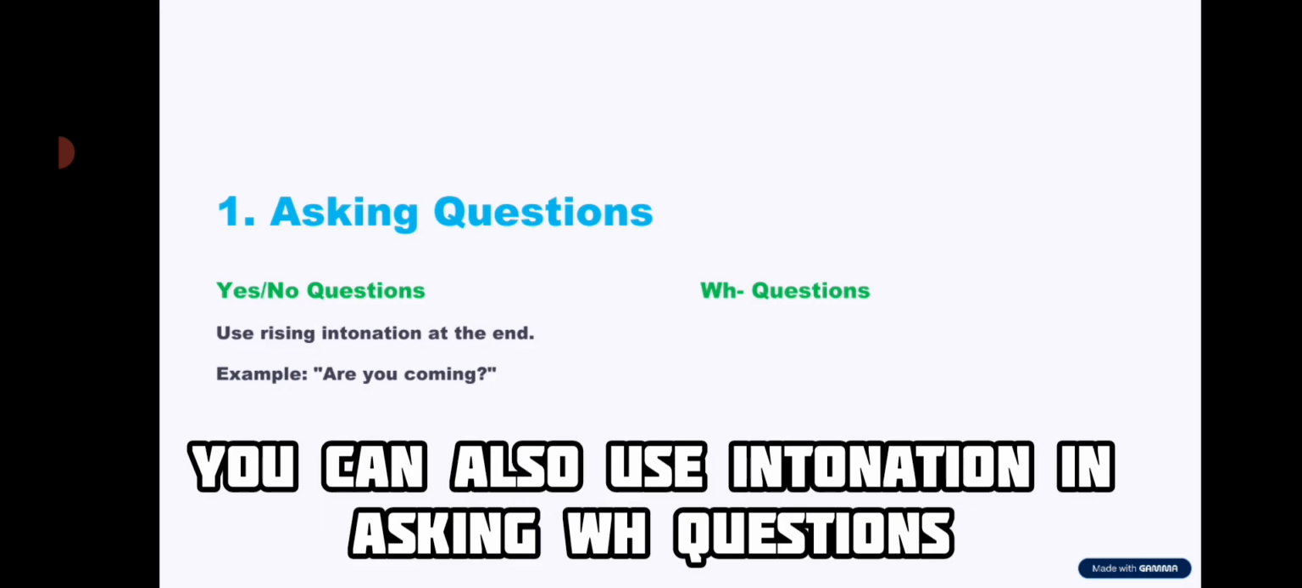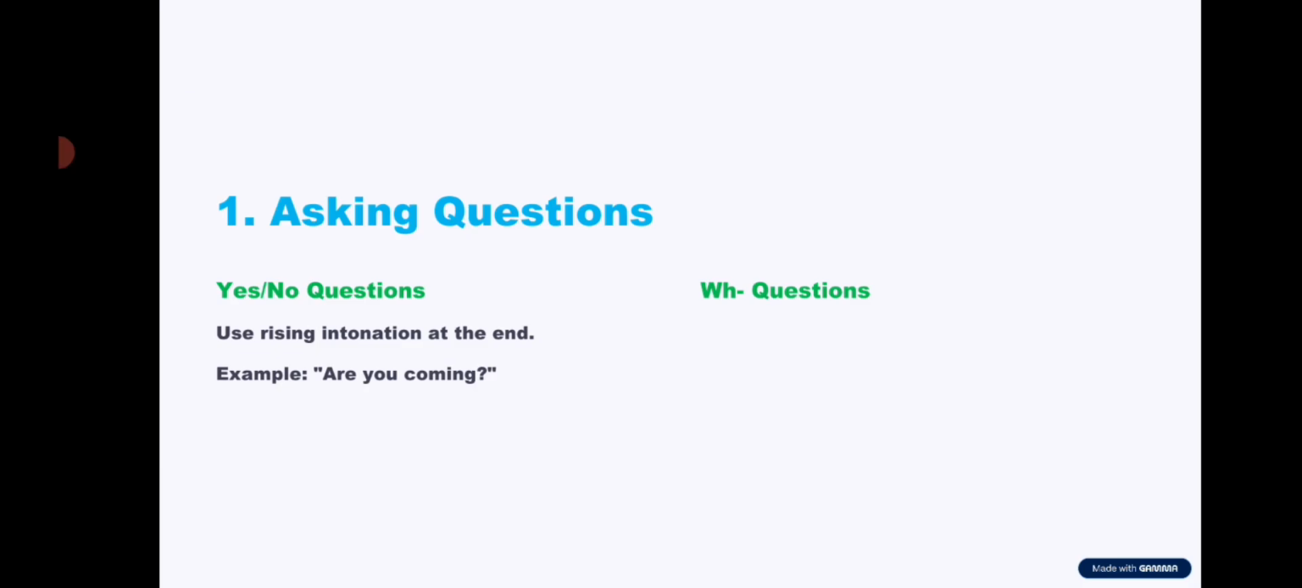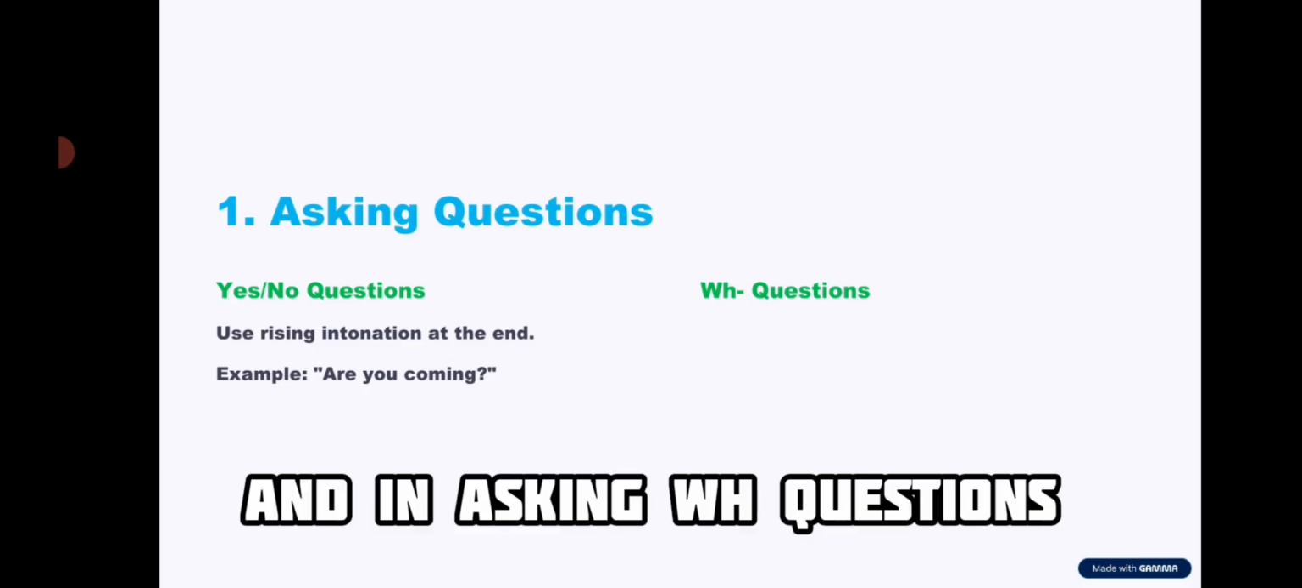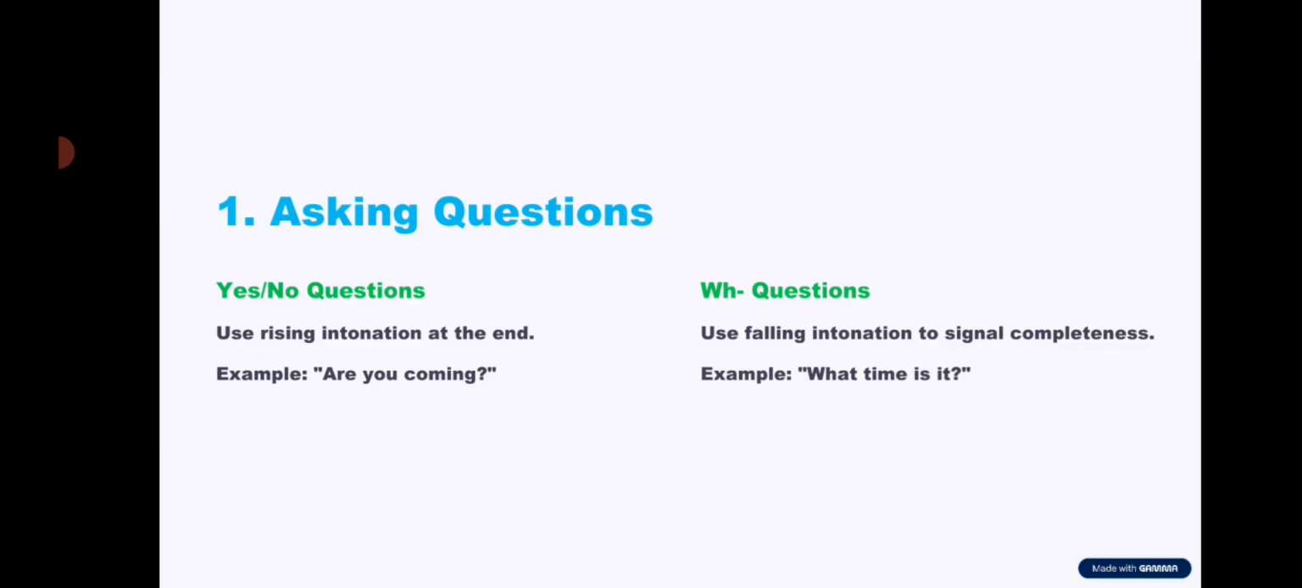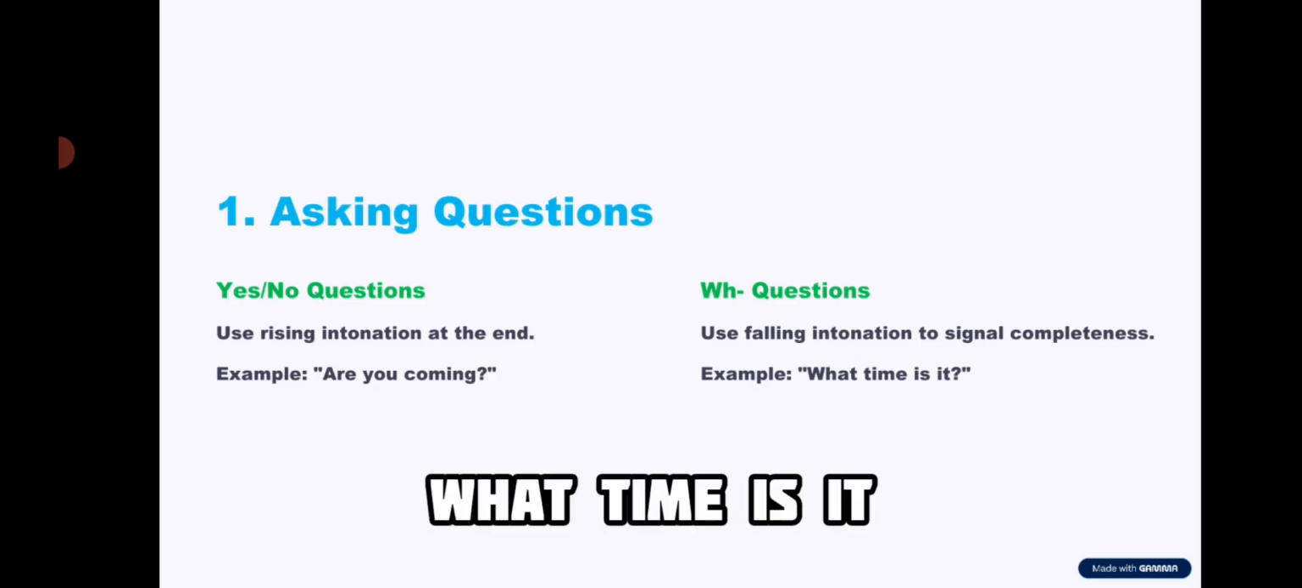You can also use intonation in asking WH questions. And in asking WH questions, you use falling intonation to signal completeness. For example, what time is it? What time is it?